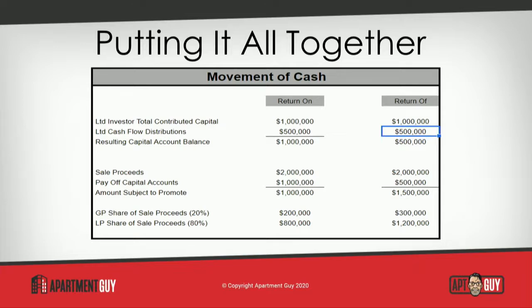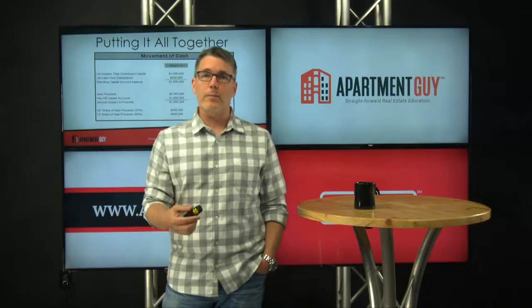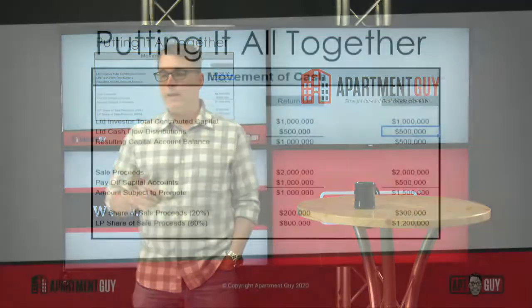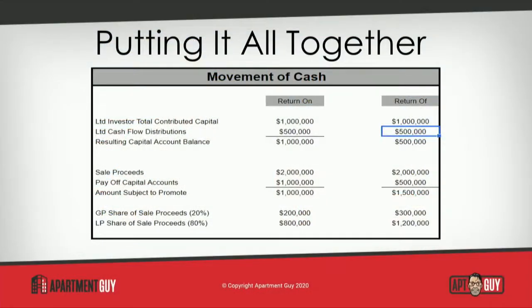Because the first column is return on, that $500,000 does not draw down their capital account. It's still $1 million. Return of, the $500,000 is returning the investor's capital to them. So now your remaining capital account balance is $500,000. Your sale proceeds, after you pay off the loan and some fees and commissions, the project is basically going to walk with a $2 million return profit.